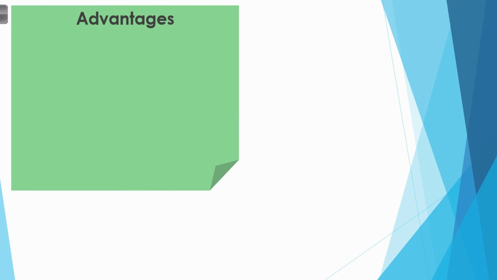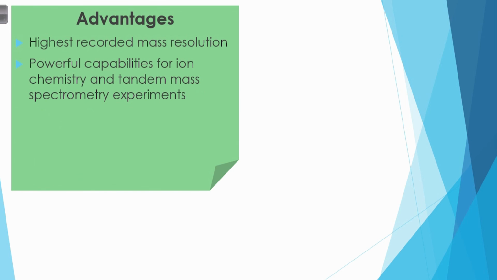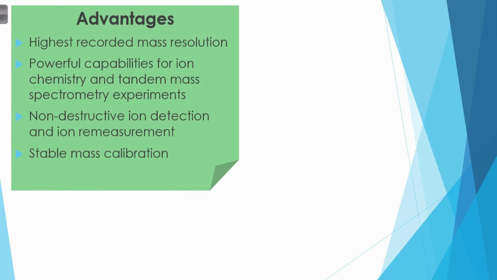Here are some advantages of ion cyclotron resonance. First of all, it has the highest recorded mass resolution of all mass spectrometers. It also has powerful capabilities for ion chemistry and tandem mass spectrometry experiments. It enables non-destructive ion detection and ion remeasurement. It also enables stable mass calibration.